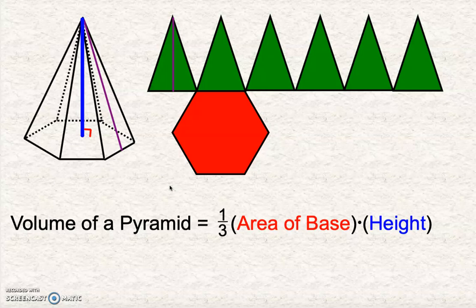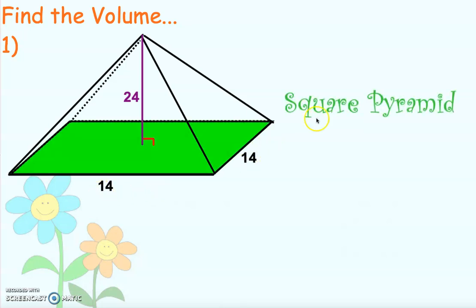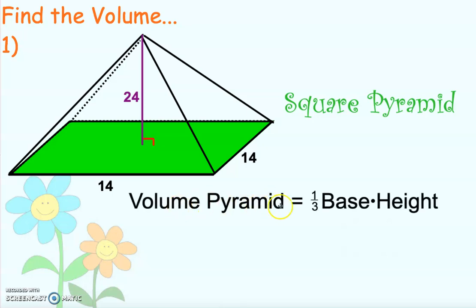So let's see how we do this with some numbers. All right, number 1. If you look in your guided notes, here's a pyramid right here. I think the very first thing you want to do is name that pyramid. In this case, if we look at the base, we notice both sides are equal. This is a square pyramid. And the reason we want to name the base is that's going to help us choose what formula we use down here. The volume of the pyramid is 1/3 its base times the height.